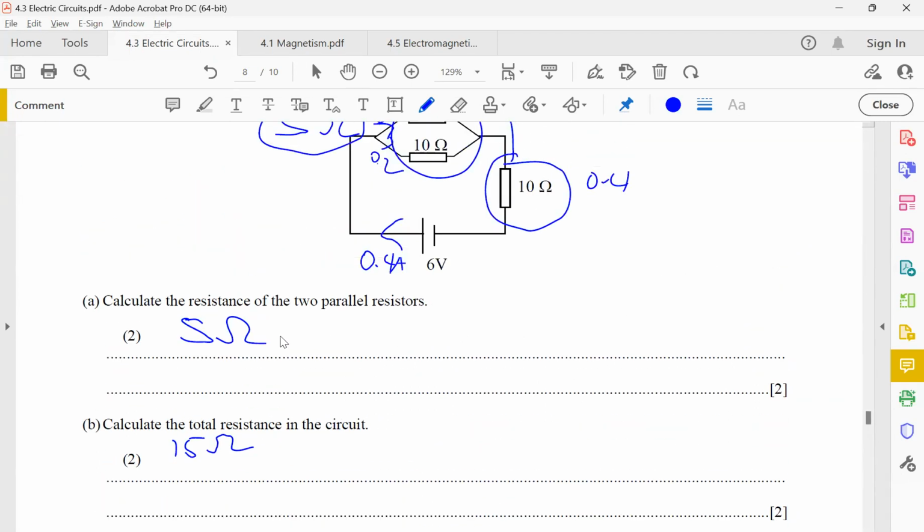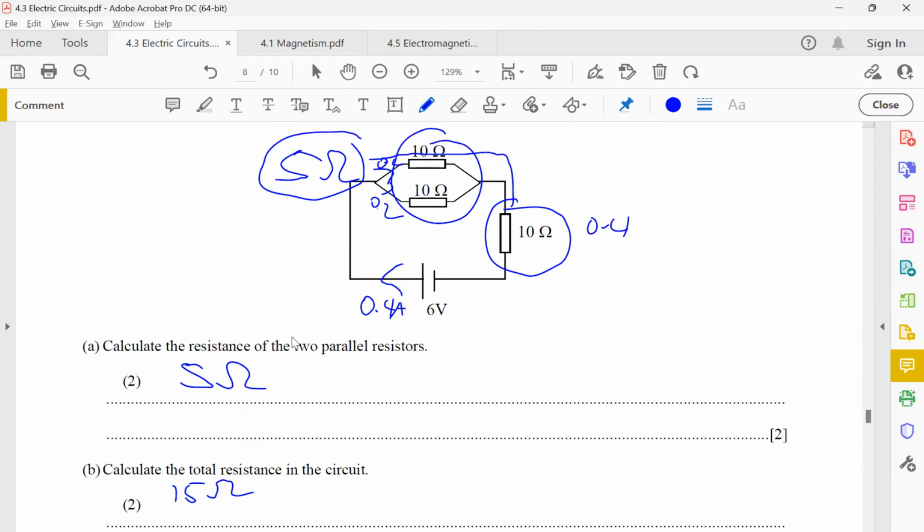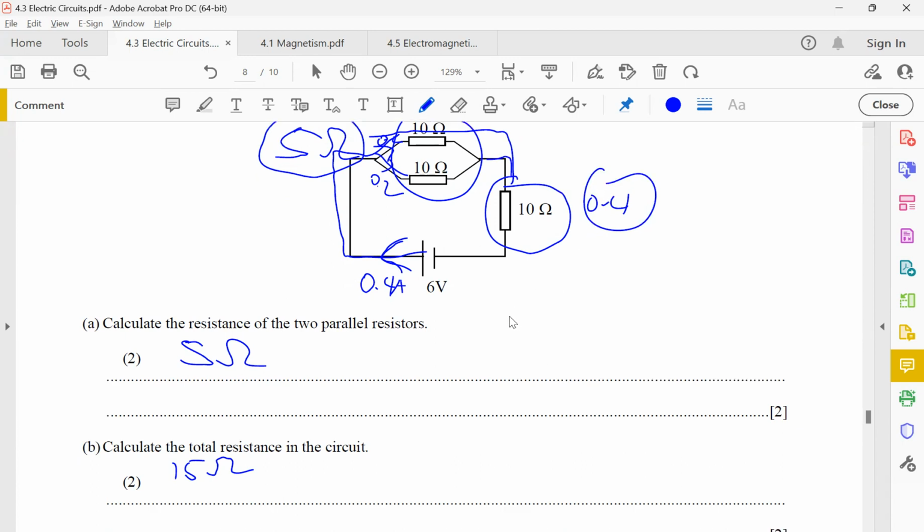How come you didn't do this one? But you understand what I'm talking about, right? You first find the total current from the battery first. Then you imagine how it flows up, which will obviously split 0.2, 0.2, then combine back here to be 0.4. Okay.